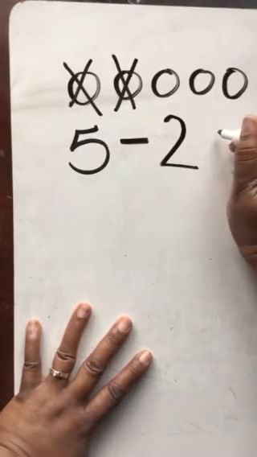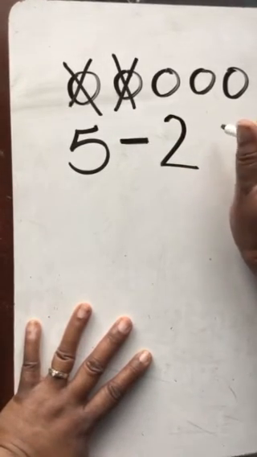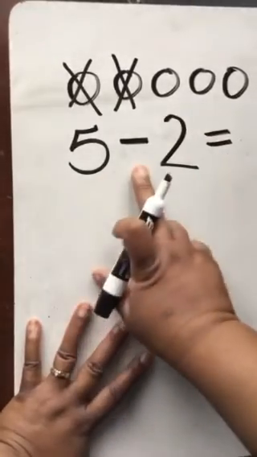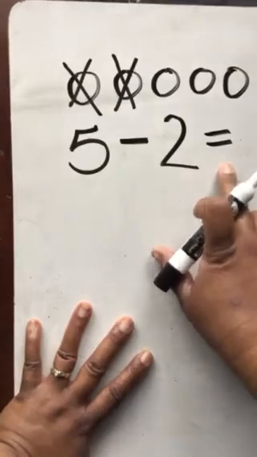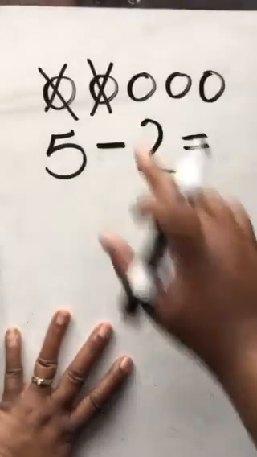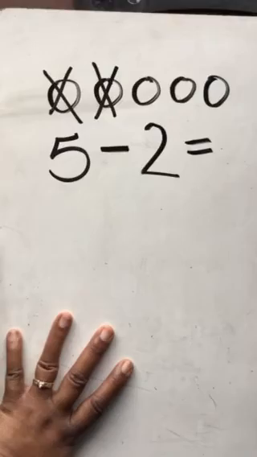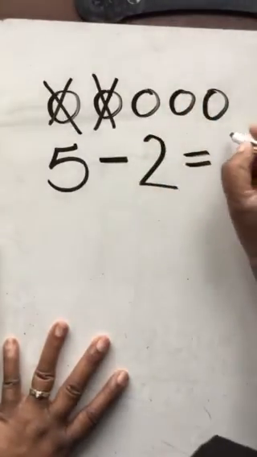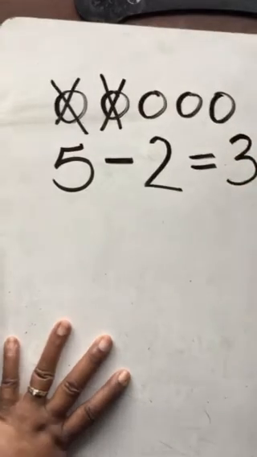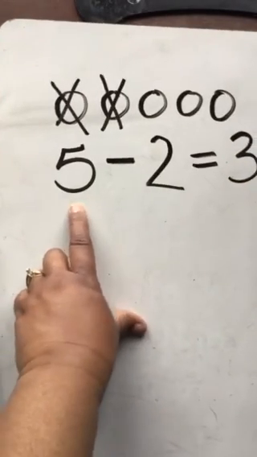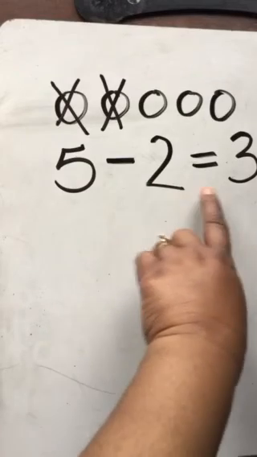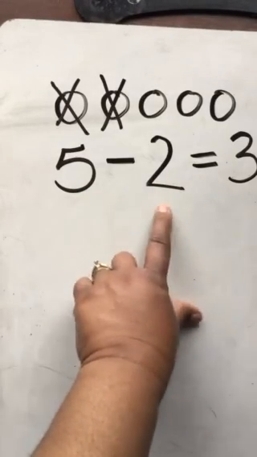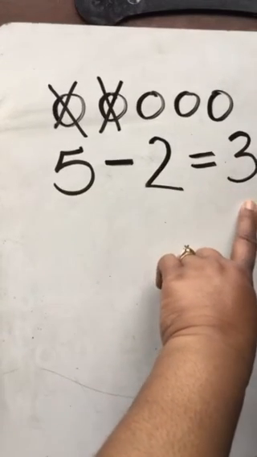And then we're going to do what next? What sign comes next? Yes, kiss your brains, our equal sign. 5 take away 2 equals or is the same as. And then how many children were left at the slide to play on the slide? Let's count them. 1, 2, 3. So our number sentence reads 5 take away 2 equals 3. 5 minus 2 equals 3.